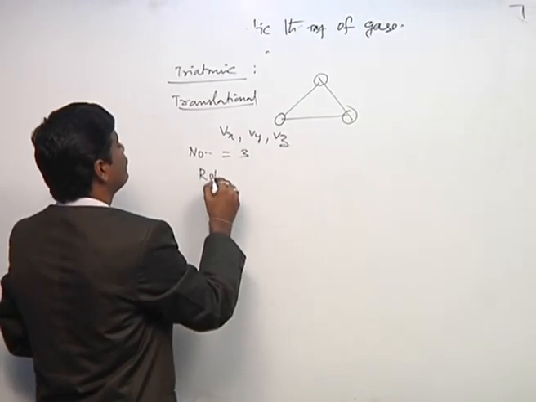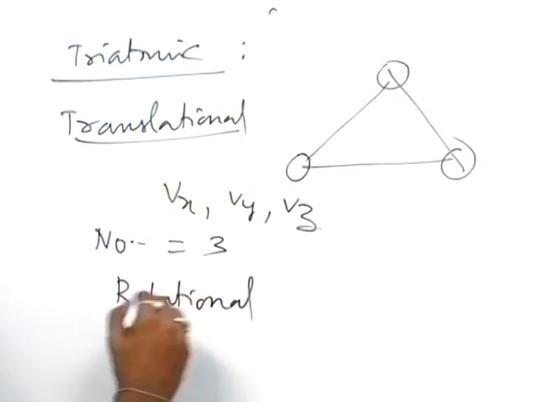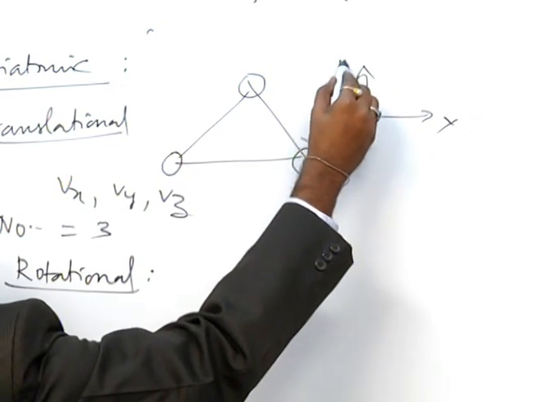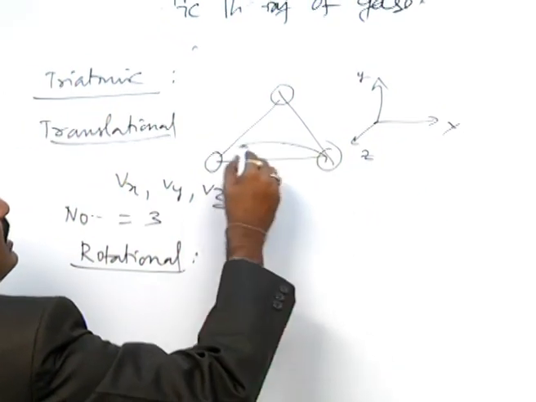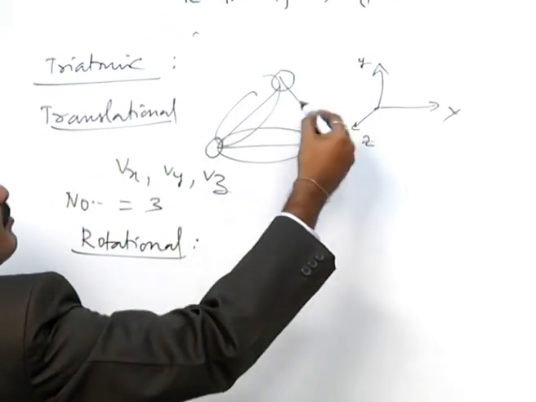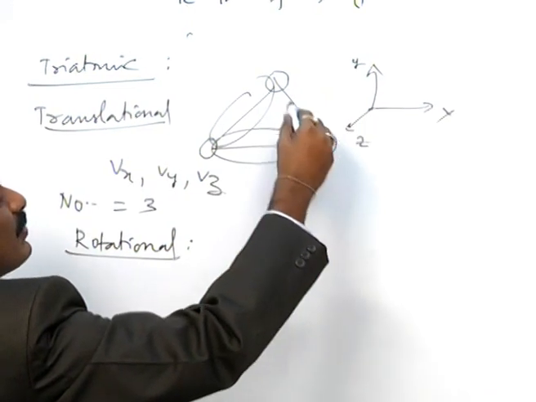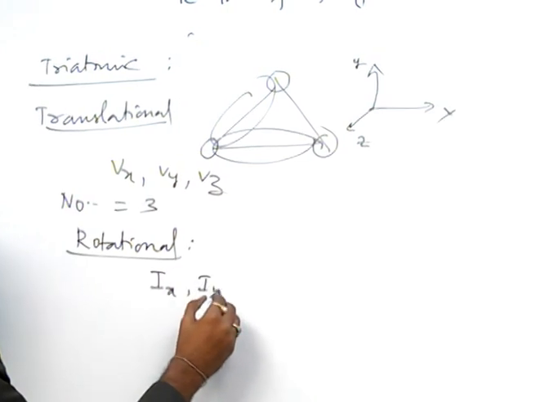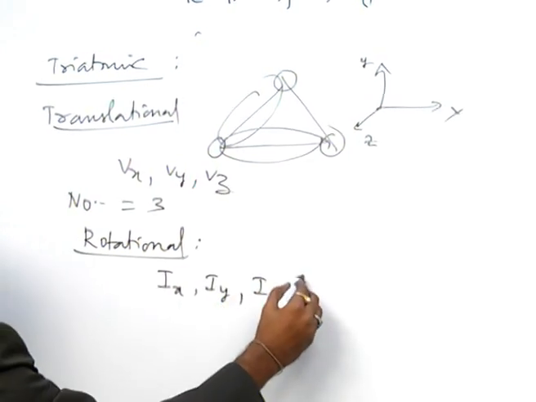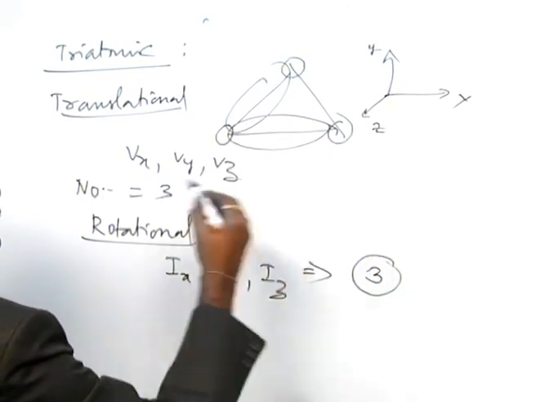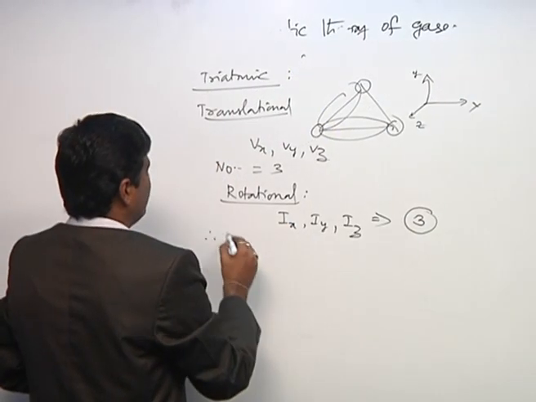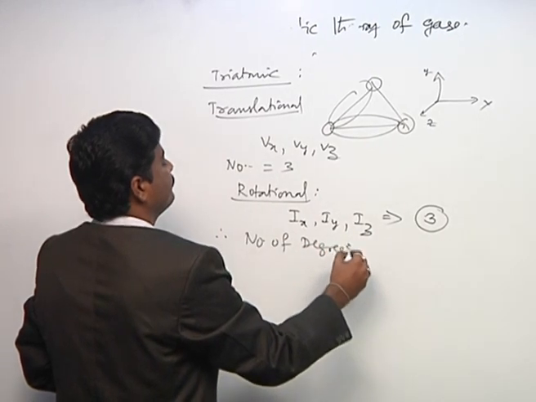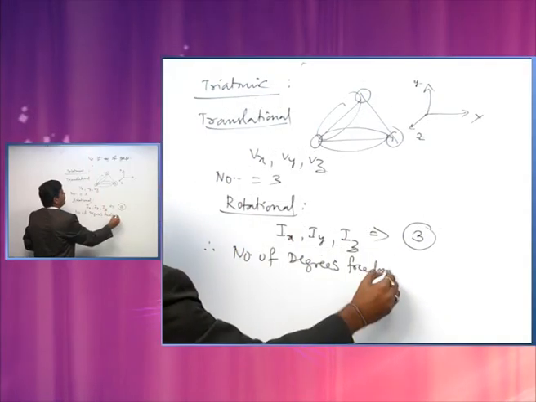For rotational degrees of freedom, suppose this is the x-axis, this is the y-axis, this is the z-axis. Any line is along one axis, but the moment of inertia corresponds to another one. Therefore, we can have Ix, Iy and Iz. So the total number of rotational degrees of freedom here is 3. Therefore, the total number of degrees of freedom is equal to 6.